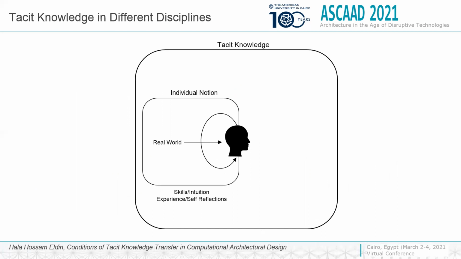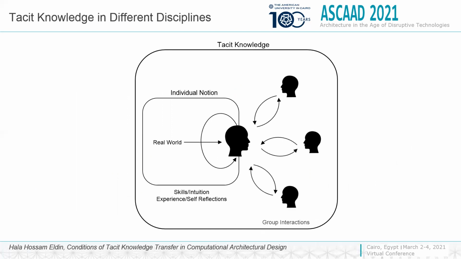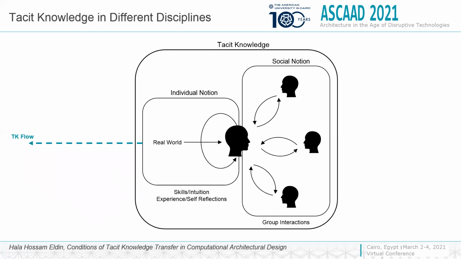It further extends to the individual's relationship with others, manifested in his everyday social reflections and interactions with other human beings. The review further provided some individual conditions for tacit knowledge communication addressed by different disciplines, such as practice, individual experience, and expertise, and other social conditions related to personal contact and relationships with other people.